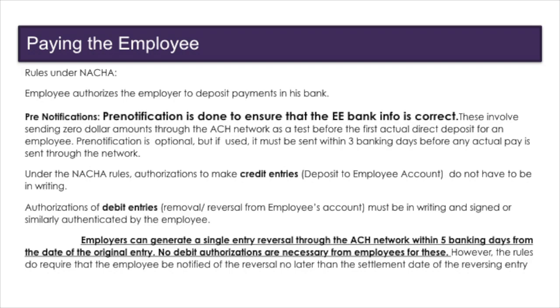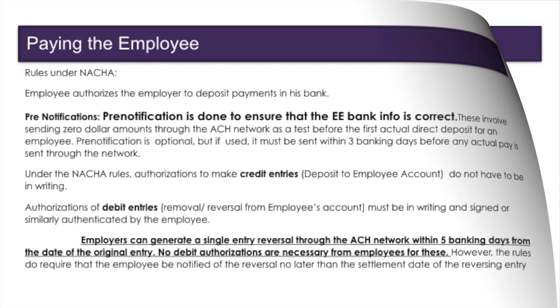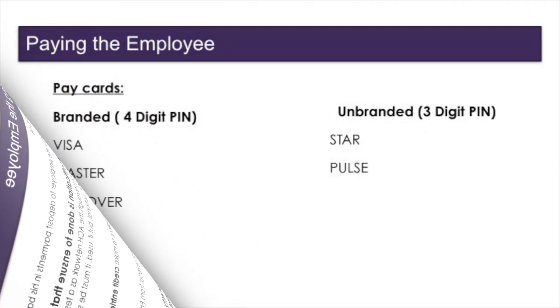Employers can generate a single entry reversal through the ACH network within 5 banking days from the date of the original entry. For that, they don't need the authorization from the employee. However, the rules do require that the employee be notified of the reversal no later than the settlement date of the reversing entry.